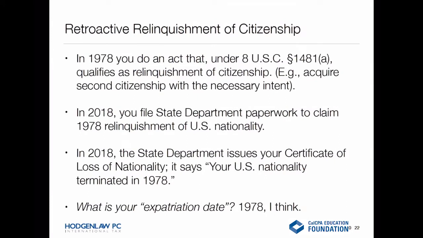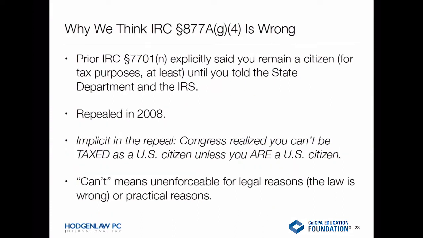Let's say that in 1978, you perform an act that qualifies as relinquishment. In 2018, you file the State Department paperwork to claim that you relinquished your citizenship or your nationality in 1978. In 2018, State Department issues your certificate of loss of nationality, saying that your nationality terminated in 1978. So what's your expatriation date? We think it's 1978. And the reason we think it's 1978 is because you can't really be taxed as a US citizen unless you are a US citizen.